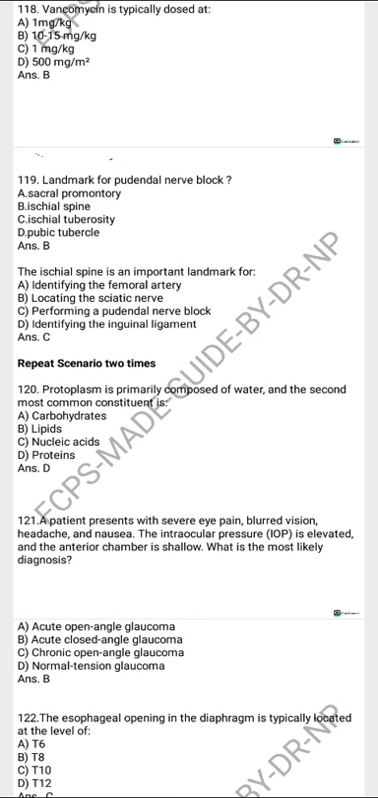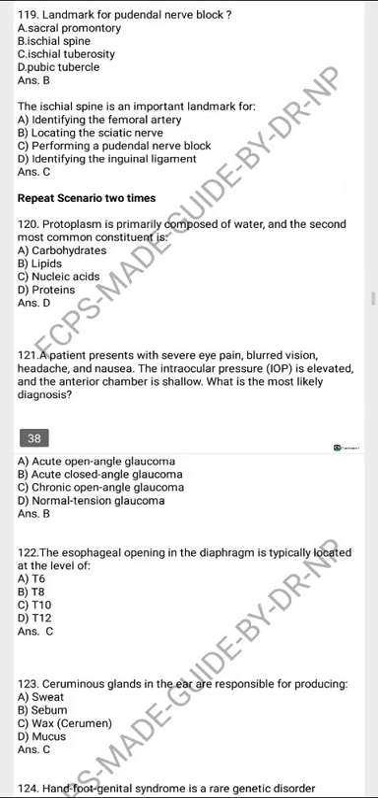The ischial spine is an important landmark for performing a pudendal nerve block. Protoplasm is primarily composed of water, and the second most common constituent is proteins.